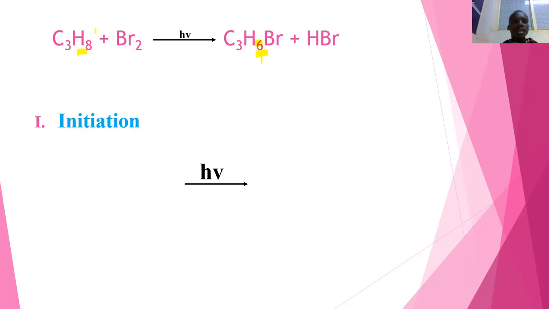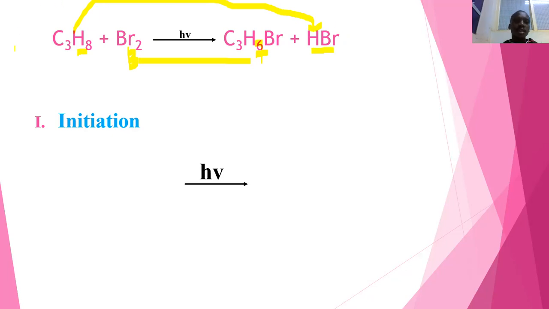So one hydrogen here is replaced by one bromine atom here to form the bromopropane. The hydrogen that has been replaced by bromine combines with another bromine atom here, because there were 2, to form hydrogen bromide.